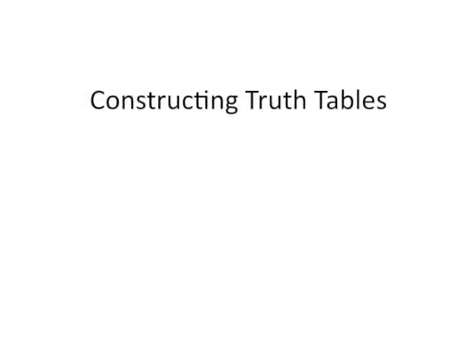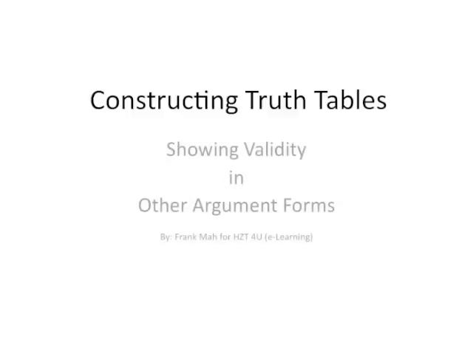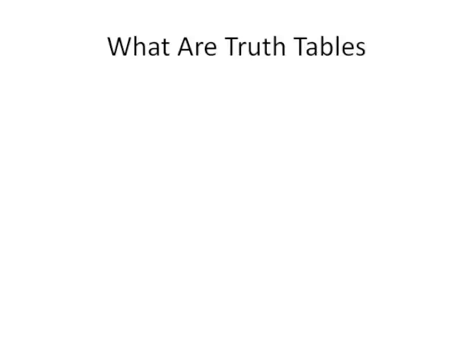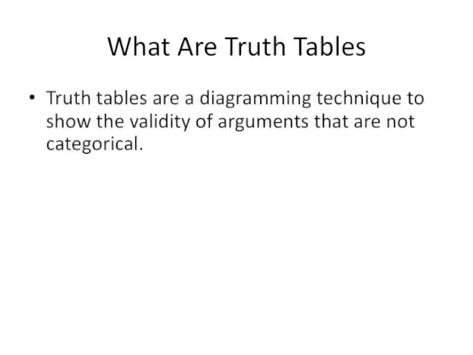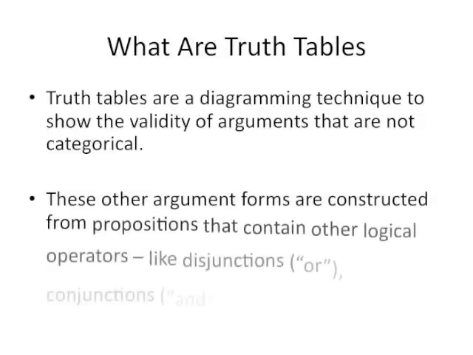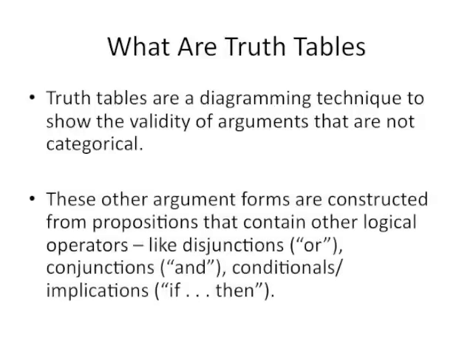Constructing truth tables. This is how we'll show validity in other argument forms other than our categorical syllogisms. What are truth tables? Truth tables are a diagramming technique to show the validity of arguments that are not categorical. These other argument forms are constructed from propositions that contain other logical operators like disjunctions using or statements, or conjunctions using and statements, or conditionals and implications.